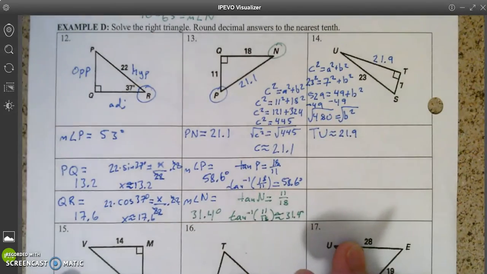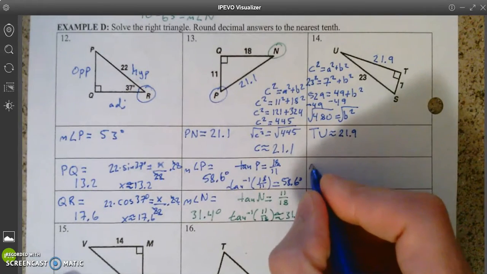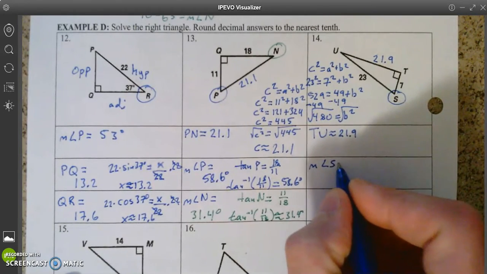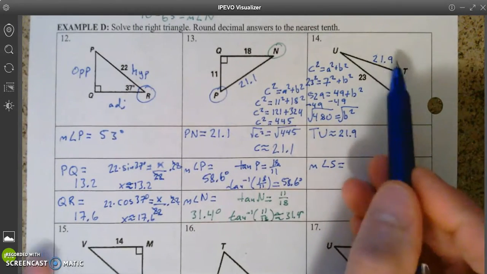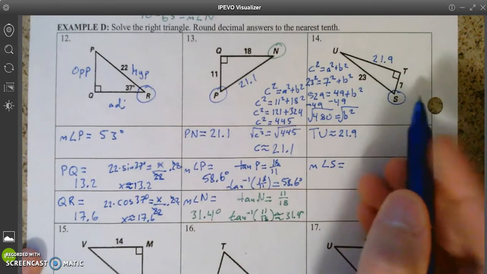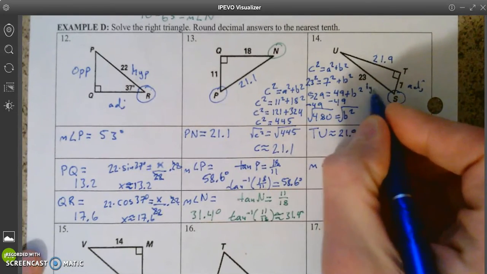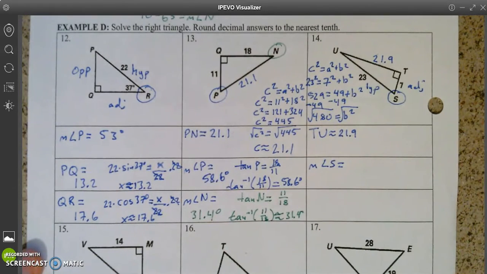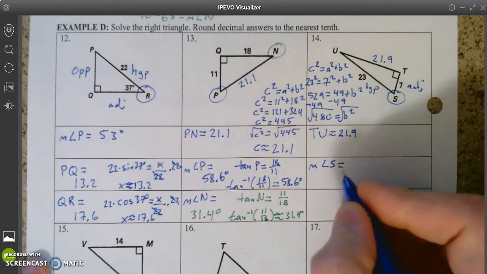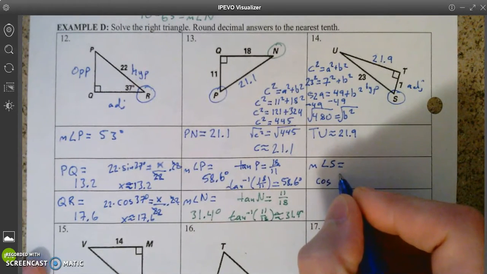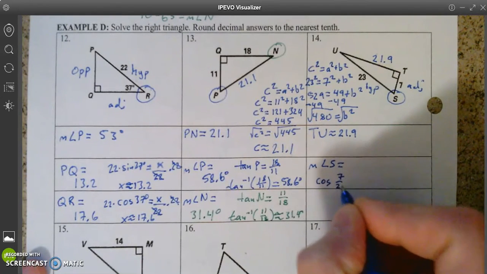So then we need to find the measure of, let's go with angle S. So the sides that we know for sure, the sides that aren't rounded, are 7 and 23. And so 7 is adjacent to S, and 23 is the hypotenuse. So the trig function that relates that is going to be cosine, because it's adjacent. So I'm going to have cosine of, let's see, adjacent over hypotenuse, so 7 over 23.